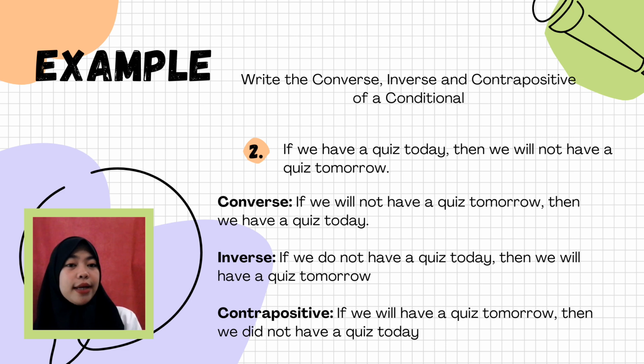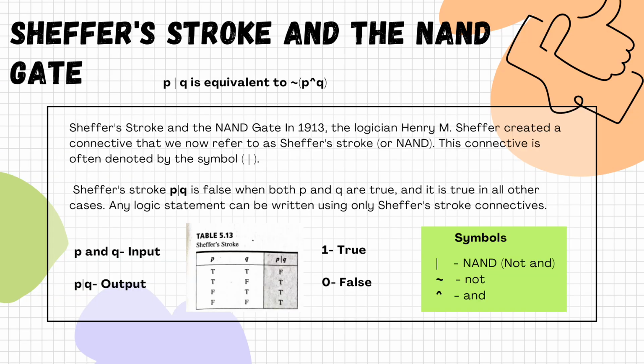So, inverse naman, if we do not have a quiz today, then we will have a quiz tomorrow. And lastly, contrapositive. If we will have a quiz tomorrow, then we did not have a quiz today. So, gets nyo ba? Gets? So, the last subtopic of my part is the Sheffer stroke and NAND gate.